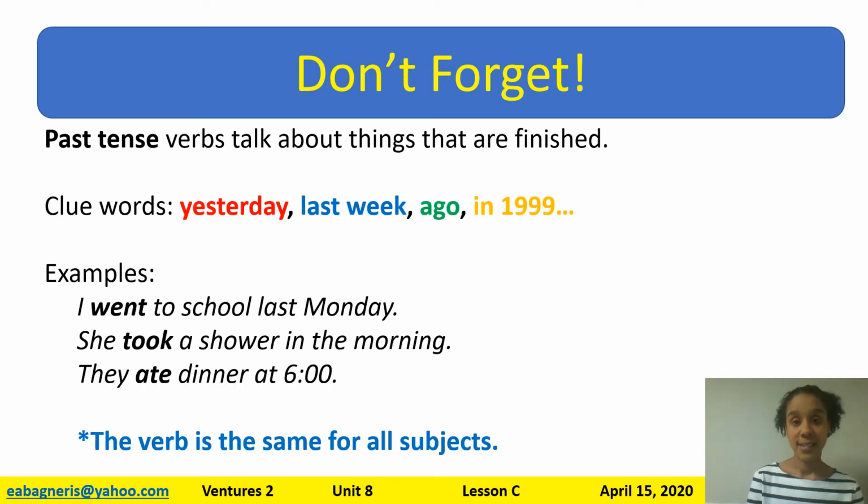The past tense, as we have just studied, are when we talk about things that are finished, things that are done. No more. We did it. It's over. Clue words about past tense are yesterday, last week. I could also say last month or last year, last Tuesday. We also have ago, 3 years ago, 20 years ago, 2 seconds ago. All of those are ago, past tense.